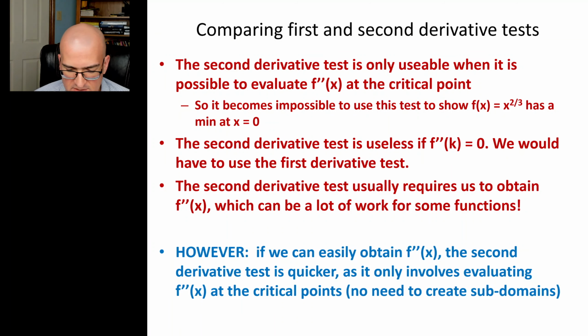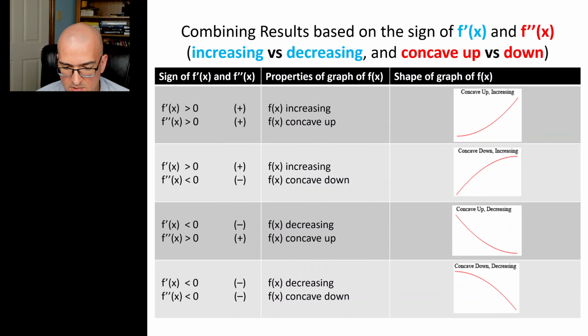This paragraph says all that in text. Another way we can summarize all of those results is as follows. If we have a function that has a positive derivative and a positive second derivative, we can combine those two pieces of information to say that that region of the function is going to be increasing because the first derivative is positive, and concave up because the second derivative is positive.